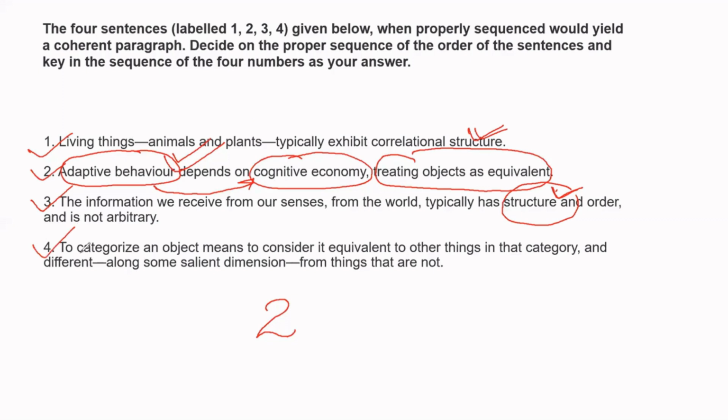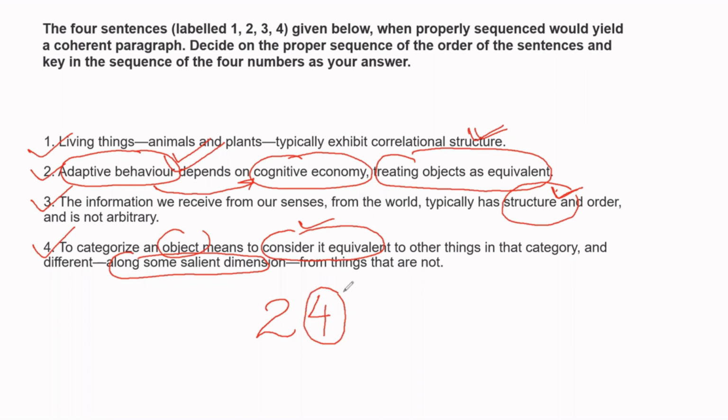Let's go further. 4. To categorize an object means to consider it equivalent to other things in that category and different along some salient dimension from things that are not. A very good and a very educated guess is that 4 will follow 2. The reason being 2 tells us something about cognitive economy, which is treating objects as equivalent. Sentence number 4 kind of elaborates on this element, that is treating objects as equivalent. So 4 can follow 2.